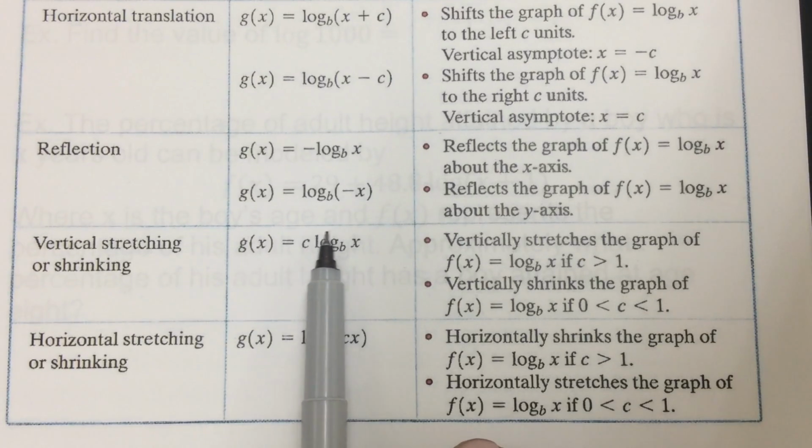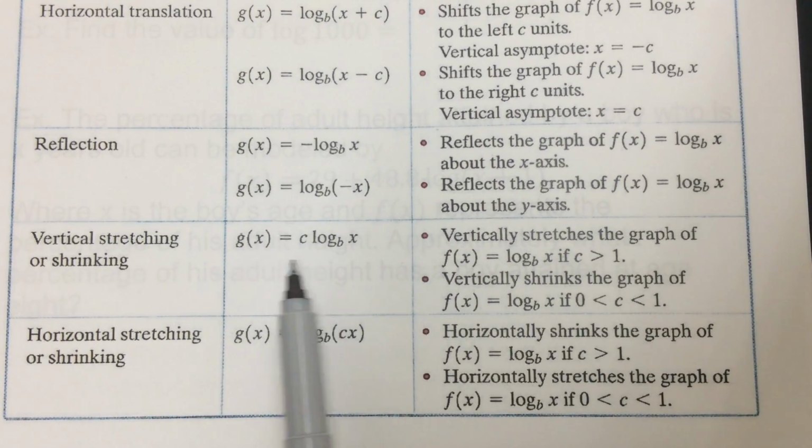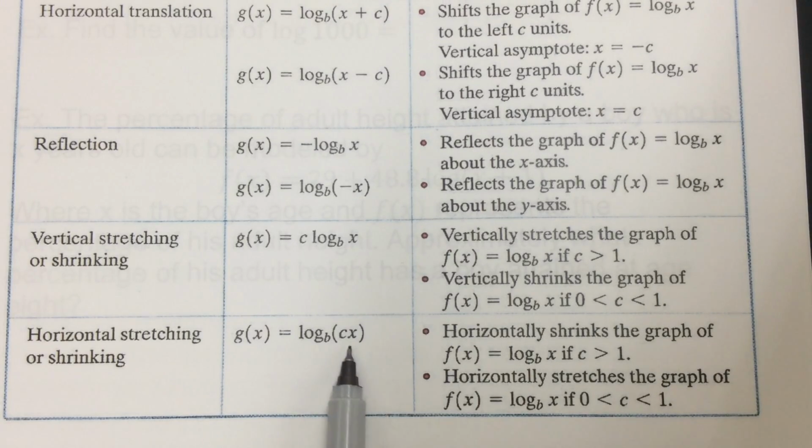Multiplying on the outside is going to make it taller or skinnier. Obviously, the bigger the number, the taller it'll be. If it's on the inside, it'll make it wider or shorter, and the bigger the number, the skinnier it will be.